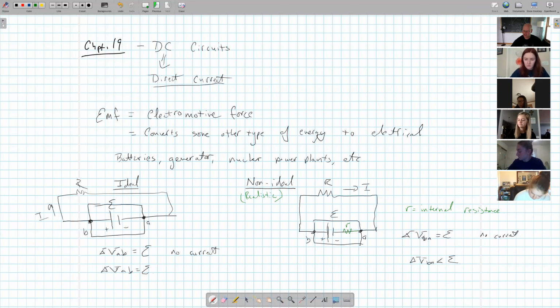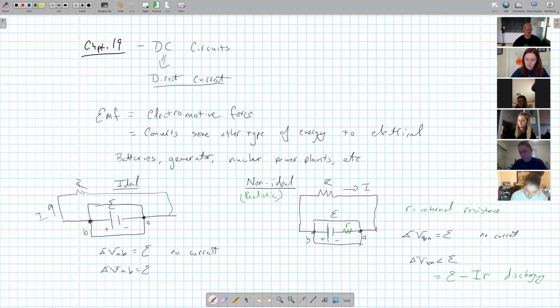So in this case, our change of potential across the battery is going to be equal to the EMF minus the current times that internal resistance. And this is when the battery is discharging. So when I connect it to a circuit, I'm actually discharging it.